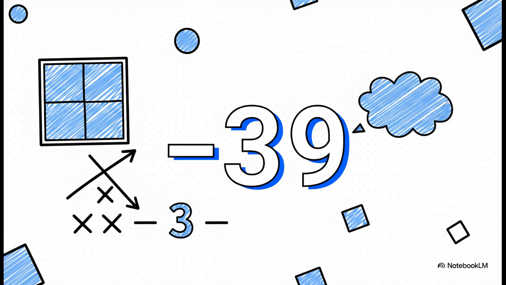Remember the 2x2 rule? It's 3 times -1 minus 2 times 5. So that's -3 minus 10, which is -13. Then we multiply that by our starting number, 3. And our first piece of the puzzle is -39. 1 down, 2 to go.